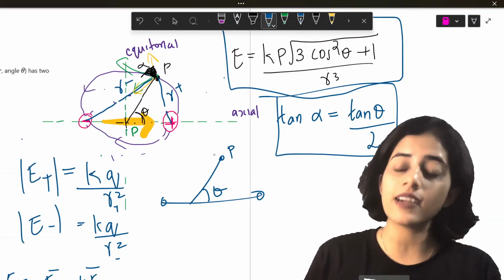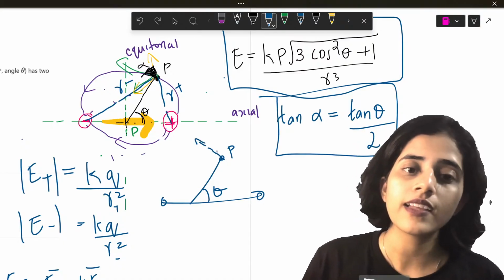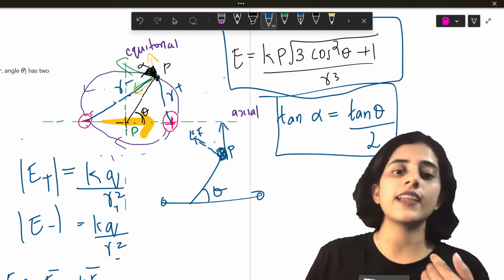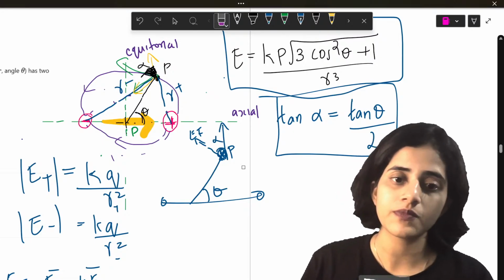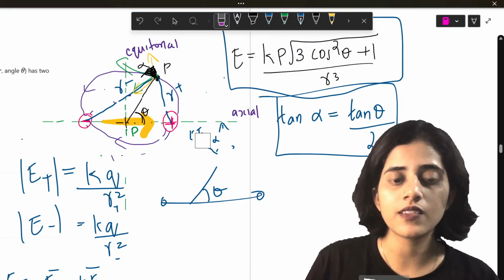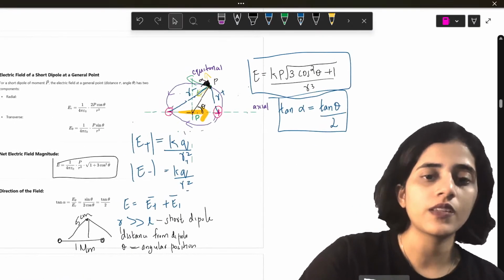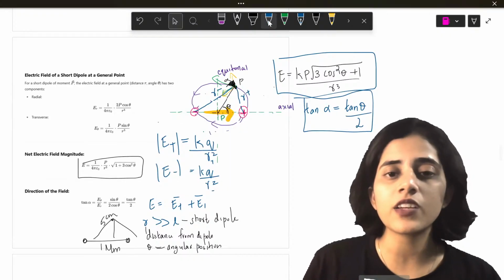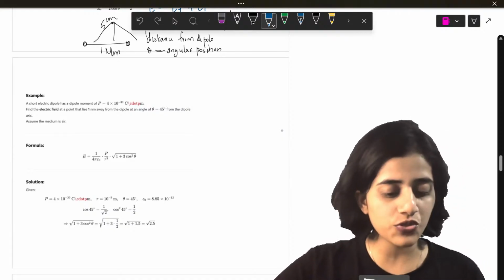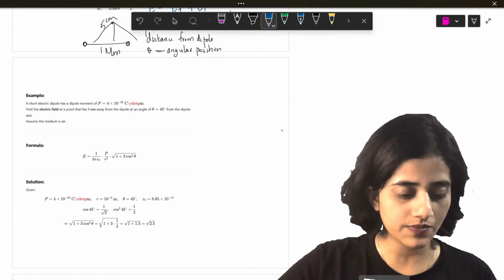Now, what is alpha? Tan alpha gives the angle of the electric field. Is that clear? Okay, so this is the electric field at some general point for a short dipole. Now let's do an example using the same. So let's look at a question.